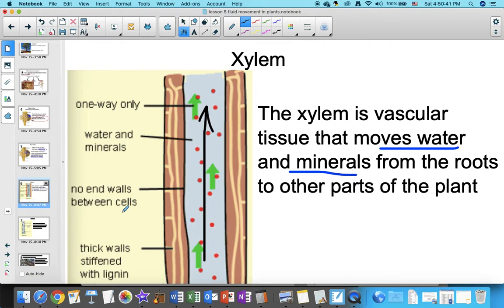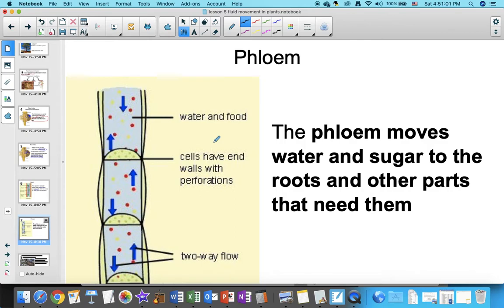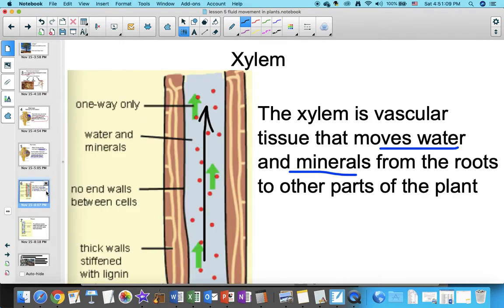So you can think of it like veins and arteries, right? The xylem moves the water one way up through the plant. Now, minerals sometimes come with it, but it's mostly water. So water moves through the xylem and it moves to other parts of the plant. And it only moves one way. Then we have the phloem. The phloem moves water and sugar to roots and other parts that need them, right? So remember when we talked about chlorophyll and chloroplasts, the green parts of plants, and that does photosynthesis, and that makes sugar?